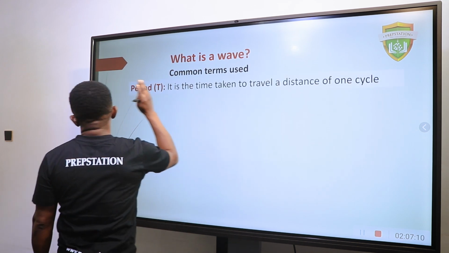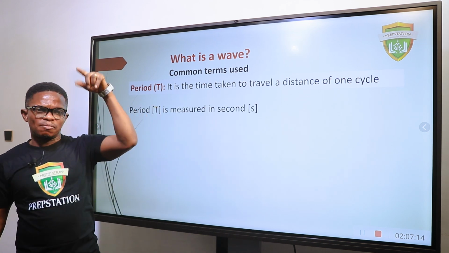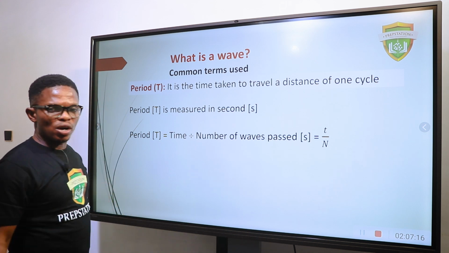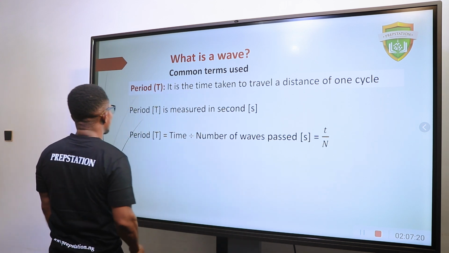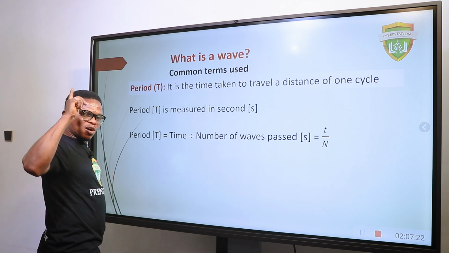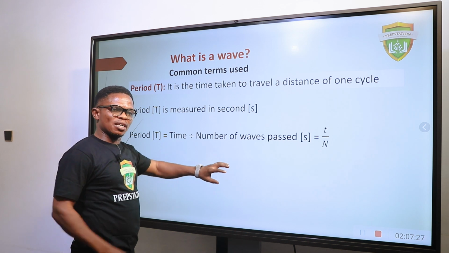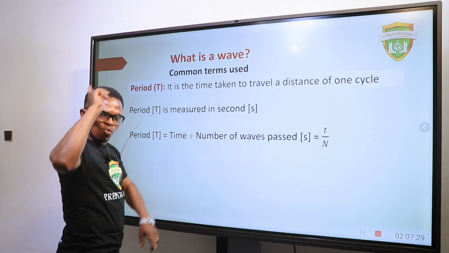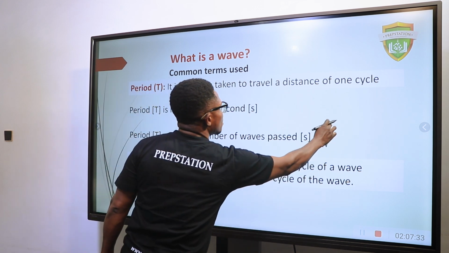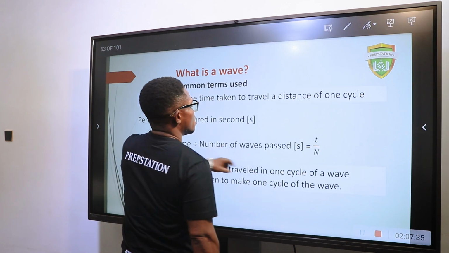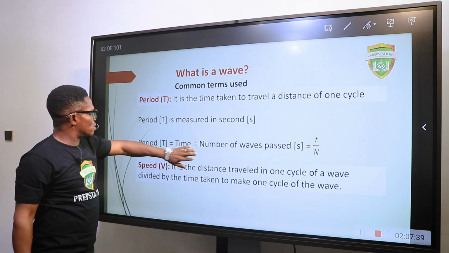Still on common terms, use period. Now, what is period? Period is the time taken to complete one oscillation. Now, don't confuse that with frequency. Frequency is the number of oscillations made in 1 second. But period is the time taken to go round 1 cycle. So they are not the same thing. Now look at this. Period is T over N, while frequency is N over T.